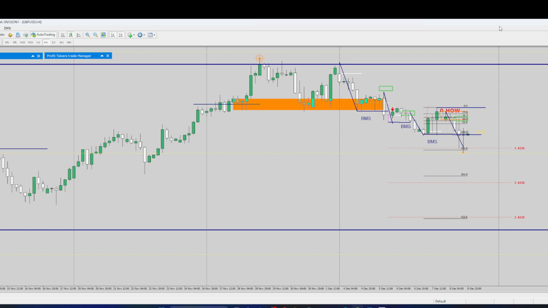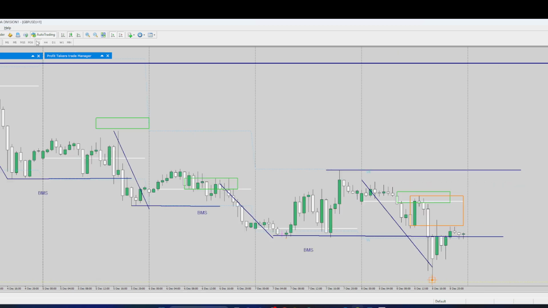Again, this is H4. This is your basic market structure breaks and what we're looking for, and we always want to stay alongside the higher time frame. Okay, so now I'm just going to break it down. I'm going to go to H1.